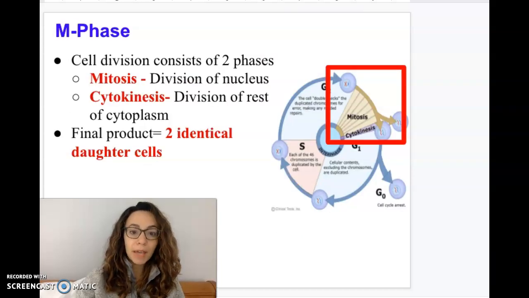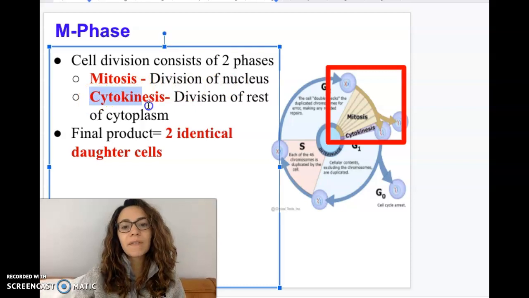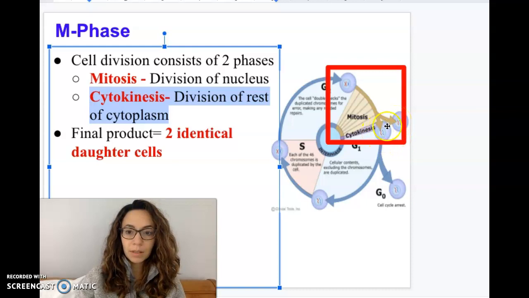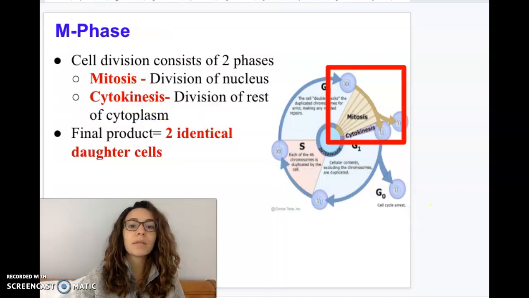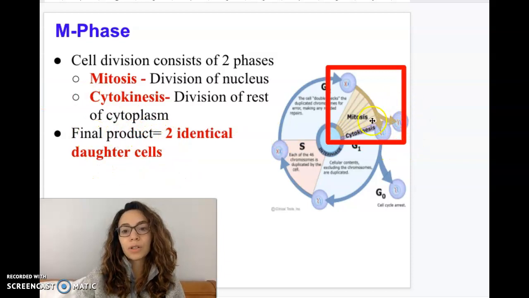And then M phase is where the cell is actually dividing. So it's broken down into two parts. Mitosis, which you probably learned about in middle school a little bit, is the division of the nucleus: prophase, metaphase, anaphase, telophase. Cytokinesis is that final part of the phase where the cytoplasm is split. So first we have to divide the nucleus, then we divide the cytoplasm, and the final product is that we have two identical daughter cells.